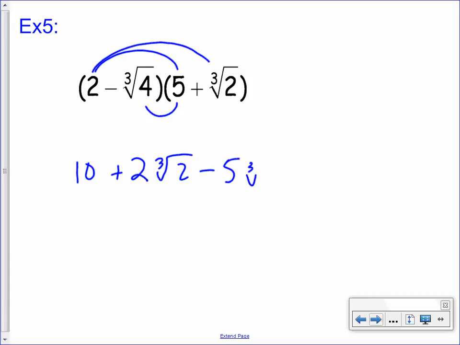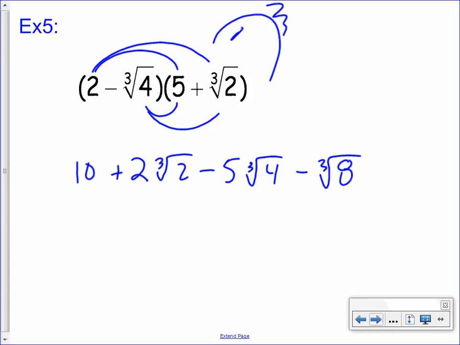Minus, right? Minus cube root of 8. Ooh, it's a blue chicken today. Hey. All right.